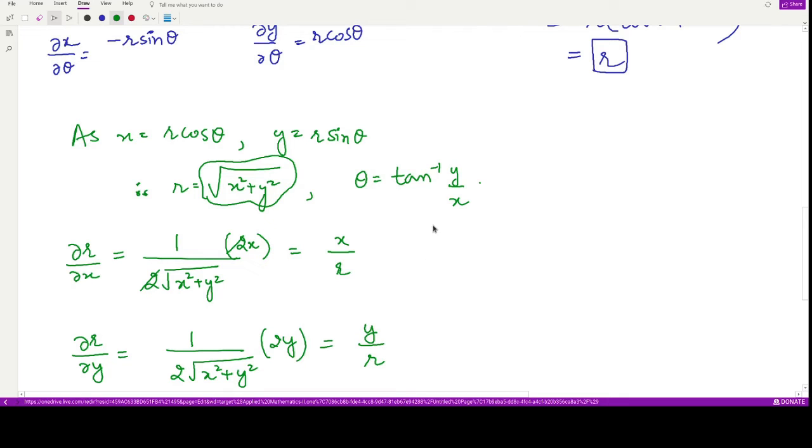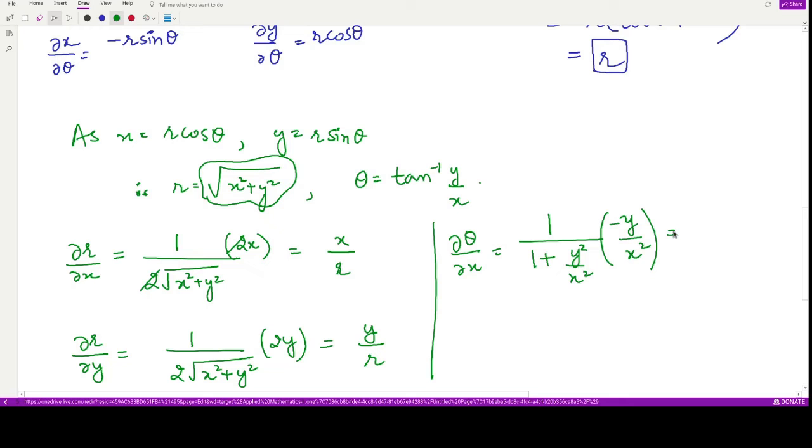And again you can calculate del theta by del x. Firstly, we perform the derivative for tan inverse of the angle, which is 1 divided by 1 plus angle square, so that is y square by x square, and then the derivative of this angle with respect to x partially. So y will come as such, and the derivative of 1 by x is minus 1 by x square. After simplification this is minus y divided by r square. You can see how this is so.